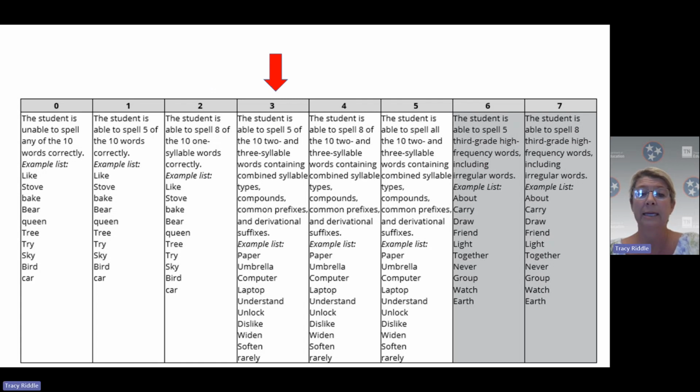In the second grade word list, if the student is able to spell 5 of the 10 2 and 3 syllable words that contain the syllable types, the combined types, and the compounds, common prefixes, and derivational suffixes, then that is the score of a level 3. If the student is able to spell 8 of these 10 words, that is the score of a level 4. If the student can spell all 10 of these words, that is the score of a level 5.